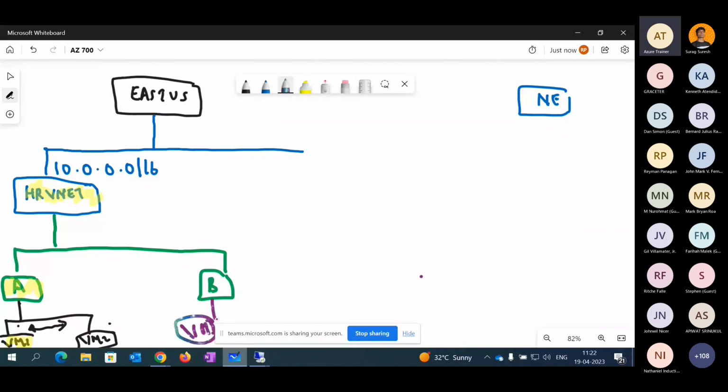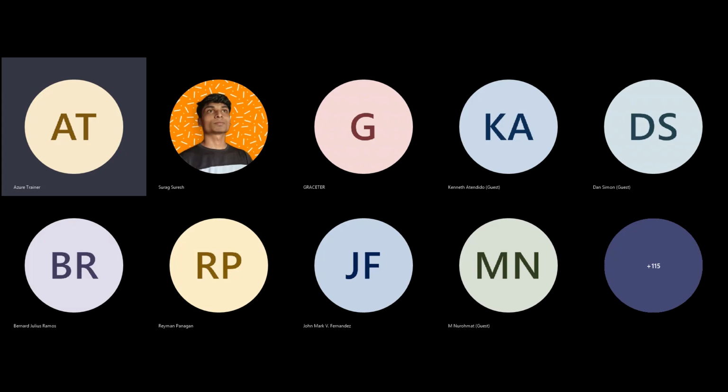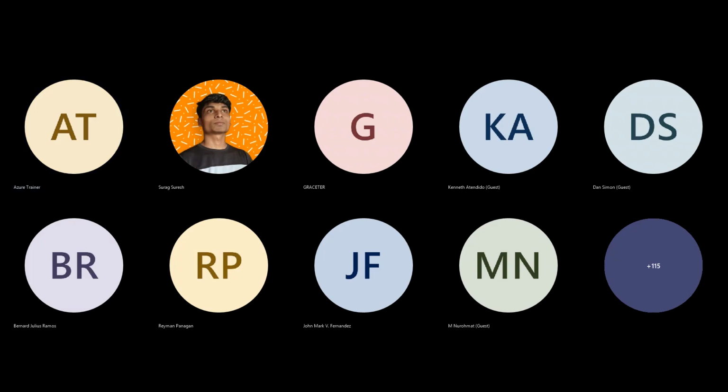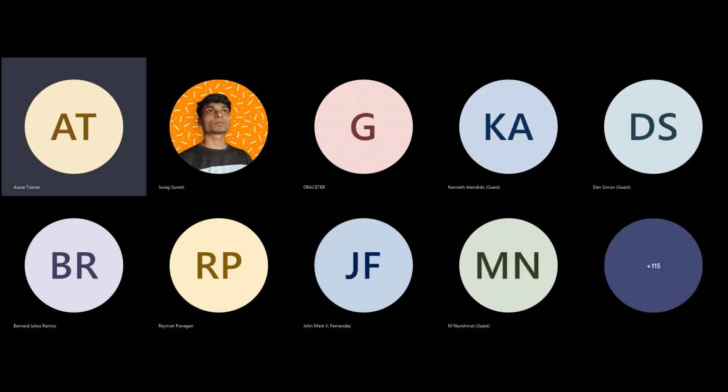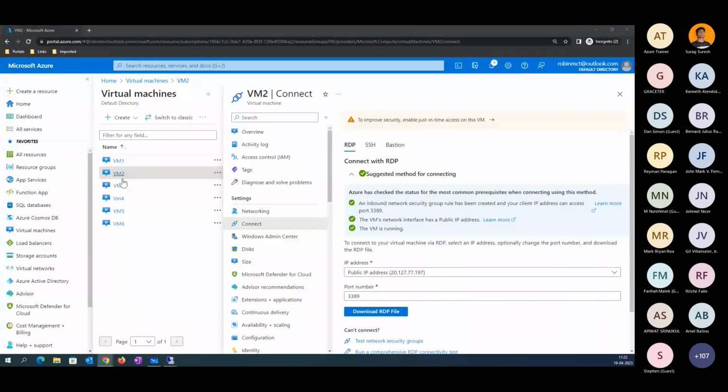For example, you have a VM3 available. Is there any kind of communication between subnet to subnet here? This is the point we are going to discuss here. Let's take you into the portal. It's on the same network. Okay.